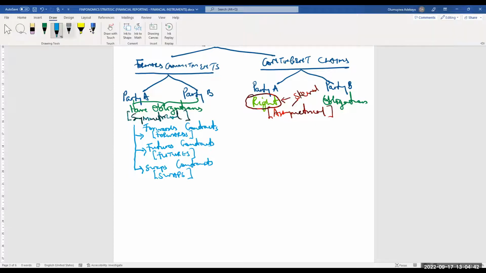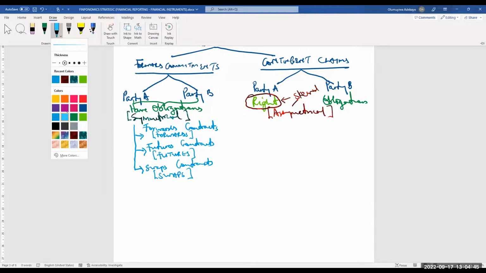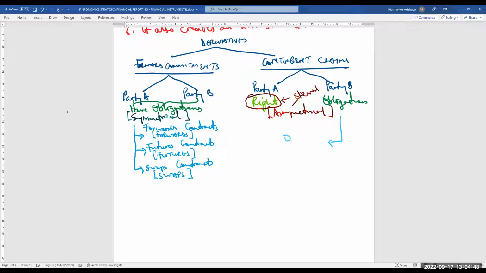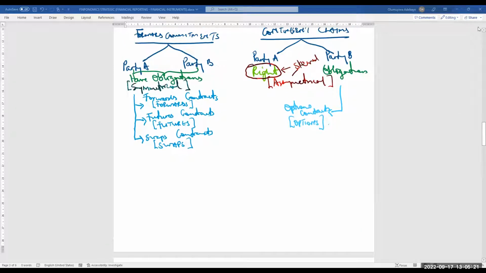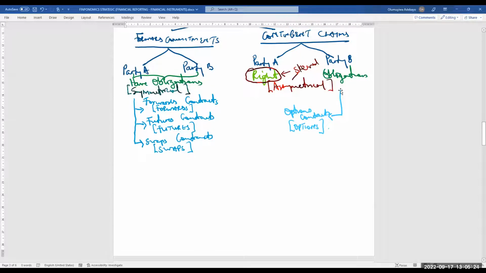And here, we only have one: options contract, which for short, we can call options. Now let's look at the attributes of these one by one. I'll start with forwards.